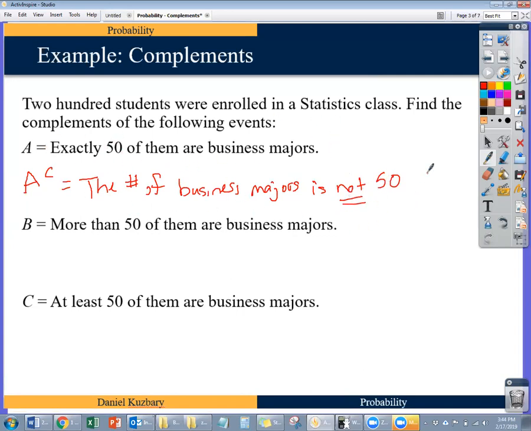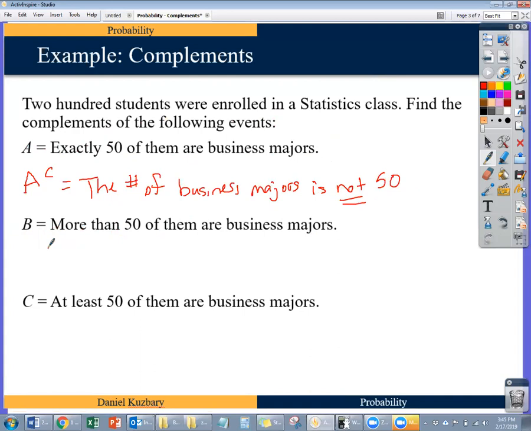is not 50, or something like that, where you can see that it's either going to be exactly 50 or it's going to be not 50, which means it could be 1 through 49 or it could be 51 to 200. But the point is, a true complement is going to be the exact opposite, or opposite may not be the best word, but it's going to be A not happening. So if A doesn't happen, then this thing has got to be true. It's not 50. The number's not 50. So let's look at this one.